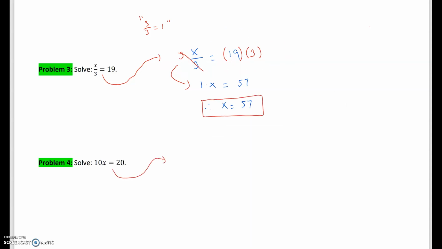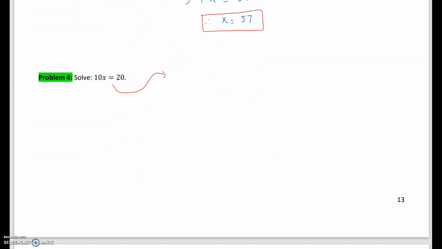For our next problem, the operation that's actually occurring is a multiplication. You technically have 10 times the values of x is equal to 20. So to cancel that multiplication, you're going to be doing a division, dividing by the values of 10. And remember that 10 divided by 10 is equal to 1.